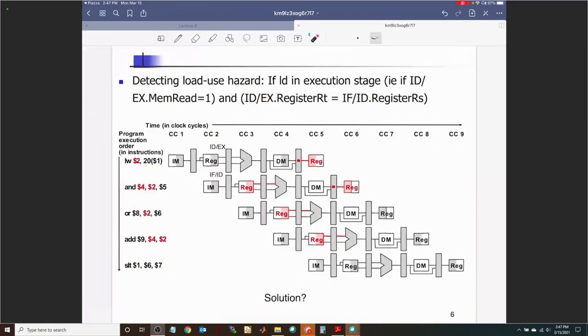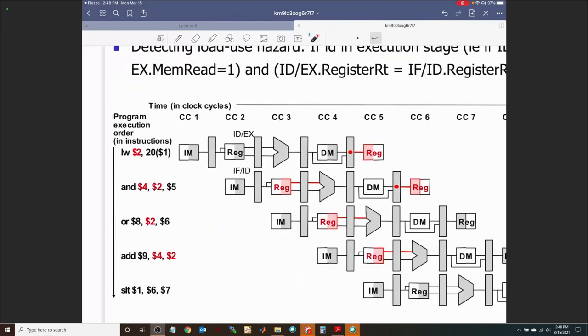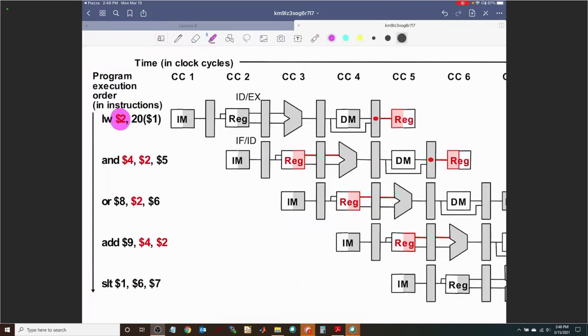So detecting the load, how do you detect load use hazard? If the load is in the execution stage, that is, if the IDEX pipeline register and the field is memread is 1, and the load destination is the same as the source of the next instruction. If those two conditions are met, then we have detected the load use hazard. So clearly there is a problem here. Destination matches the source. We have a problem.